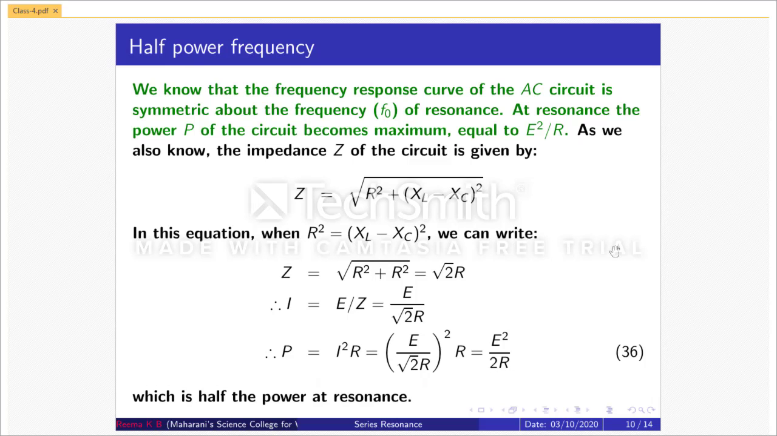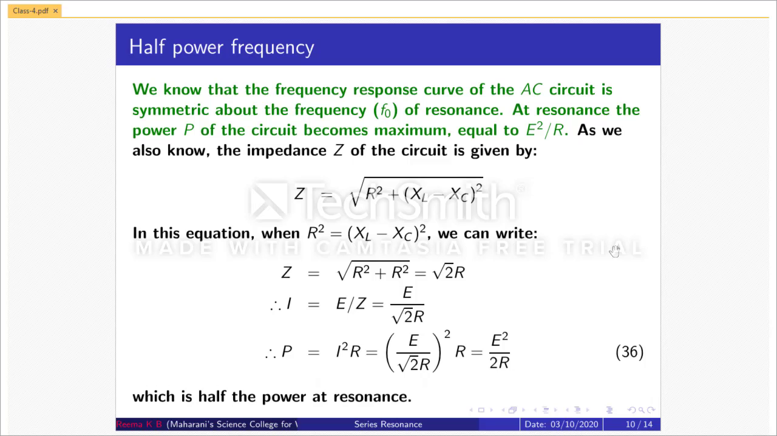Let's discuss the half power frequency. We know that the frequency response curve of an AC circuit is symmetric about the resonant frequency F0. At resonance, the power P of the circuit becomes maximum, which is equal to E square by R.